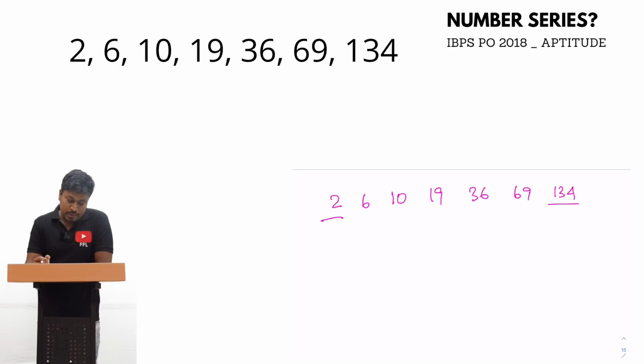The series is 2, 6, 10, 19, 36, 69 and 134. So the first number is 2 and the ending number is 134. Just see the differences here: 4, 4, 9, 17, 33, 65. What is the difference? 4 is the difference, 4 is the difference, 9, then 65 is the difference, then this becomes 33 is the difference.